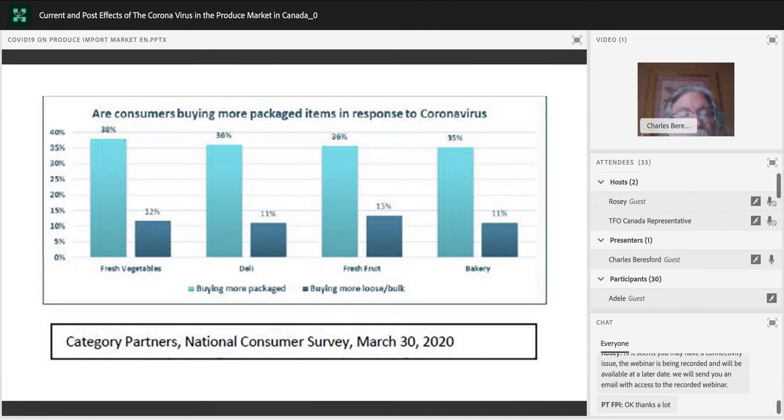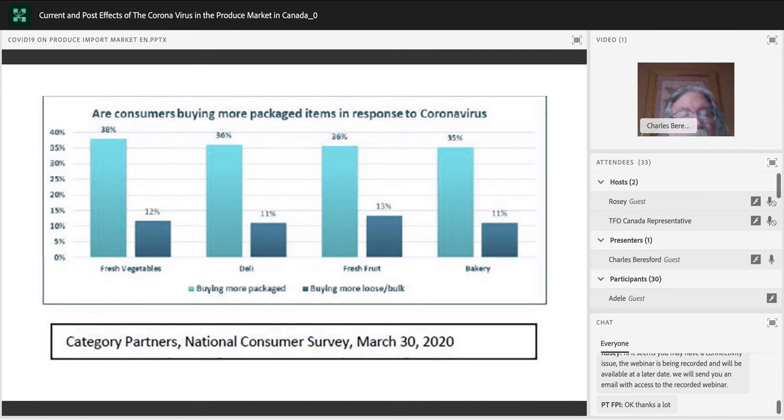This is the database from Category Partners. They gave me this information. This is from March. This is a real quick sample of protective packaging, right? Where before you could see this loose on the shelves, bulk is now covered so people can be more confident, right?